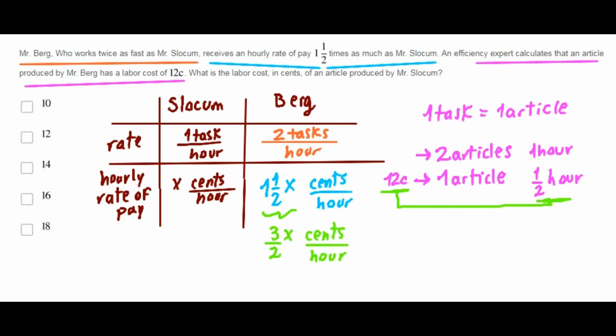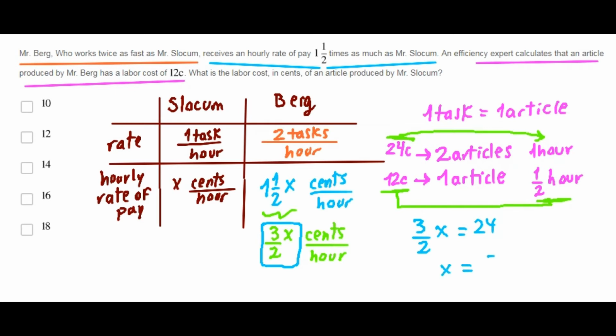According to that, he receives 24 cents every two articles. In other words, he receives 24 cents every hour. But we know that he receives 3/2 of X cents every hour. That's why 3/2 of X is equal to 24. Solving for X, we get the following. We can cancel this one and this one. This is 8. Finally, X equals 16.